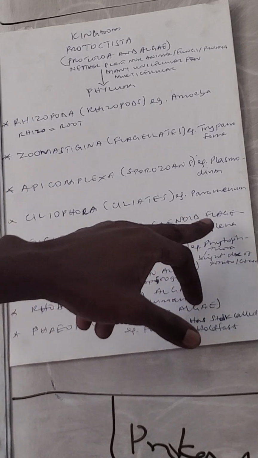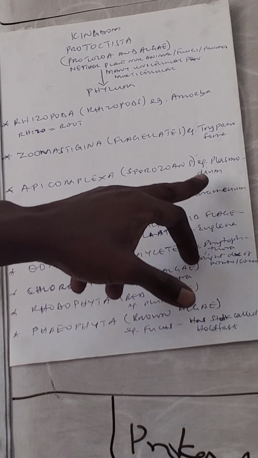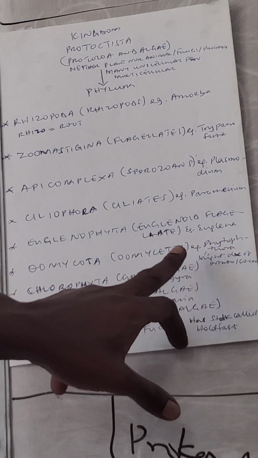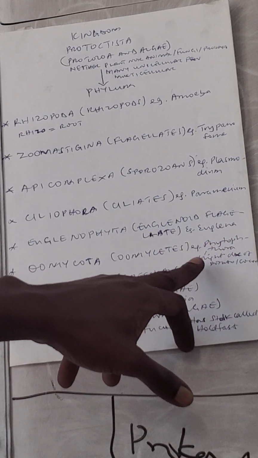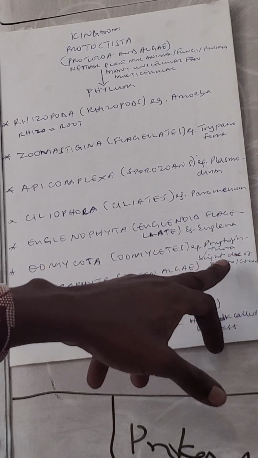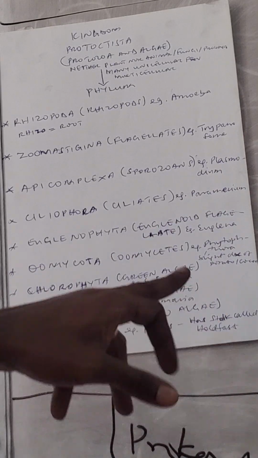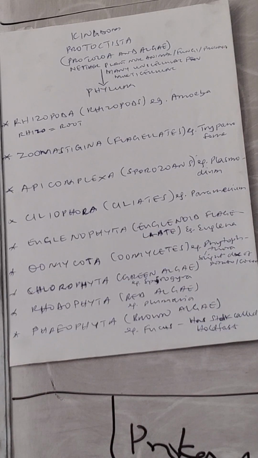Special attention: Euglena, Paramecium, Plasmodium, okay, Phytophthora, because it's the blight disease of what? Potato, as is said here. Okay, you can look at it.